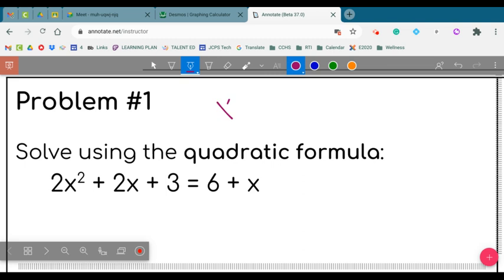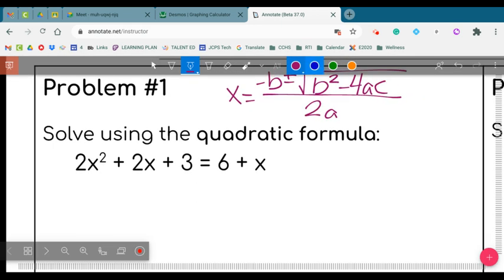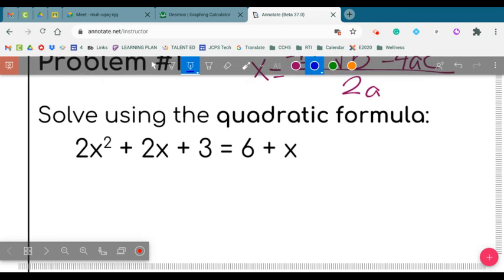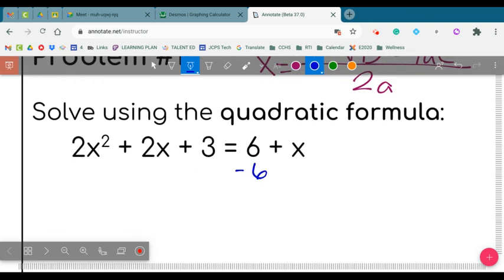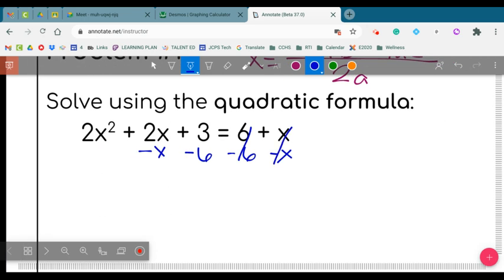So our quadratic formula is x equals negative b plus or minus the square root of b squared minus 4 times a times c, divided by 2 times a. Whenever we're solving a quadratic, our first step is to get everything onto one side. So we need to move the 6 over, and we need to move the x over. That's going to cancel on the right, and on the left we're left with 2x squared plus x minus 3 equals 0.